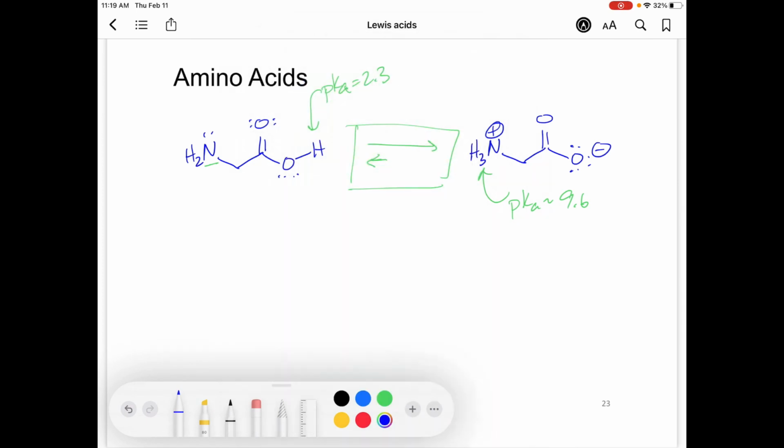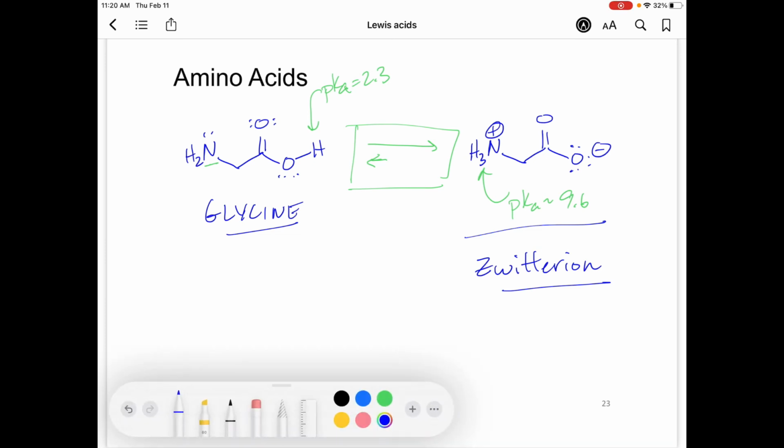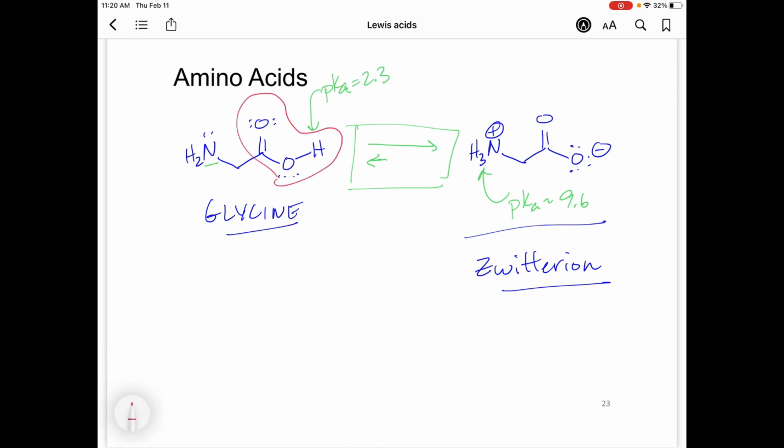There's a terminology we use for compounds that exist with an anion as well as a positive charge, and this is a Zwitterion. I'm giving you this term so you can sound really cool when you go and hang out with your friends and talk about Zwitterions. So this is glycine. And I wanted to make you aware that amino acids exist as a Zwitterion. This is the major form of amino acids, and that's because we have this acid in the presence of a base.